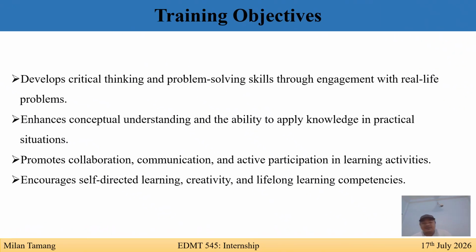Now, what are the training objectives which we are going to achieve after this presentation? The first one is it develops critical thinking and problem solving skills through engagement with real life problems. Second one is enhances conceptual understanding and the ability to apply knowledge in practical situations. So using this problem-based learning, the participant will enhance their conceptual understanding.